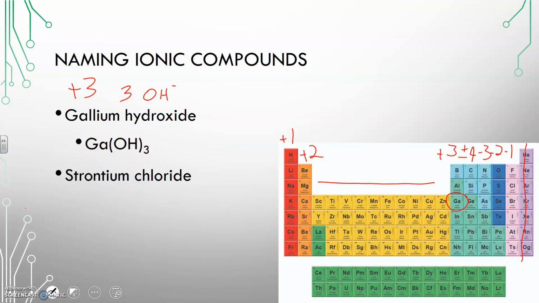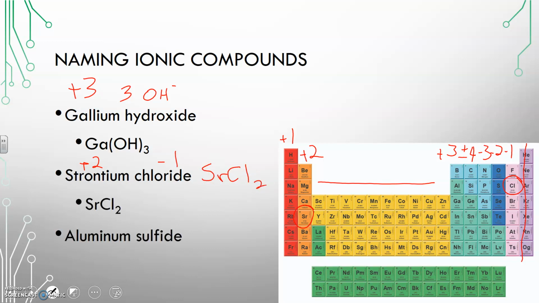Strontium chloride. All right. So now we need to find our strontium, which is Sr, and chloride, Cl. So we have an SrCl. Now Sr has a +2 charge, and each chlorine has a -1. So we need to double the chlorines in order to balance this. So it's SrCl2, like that.